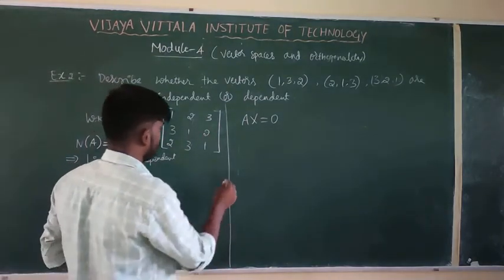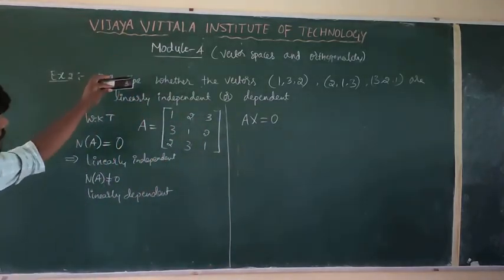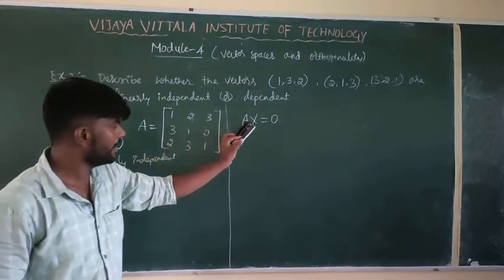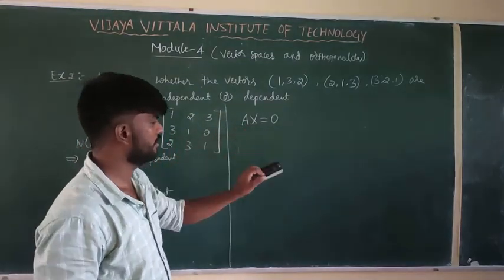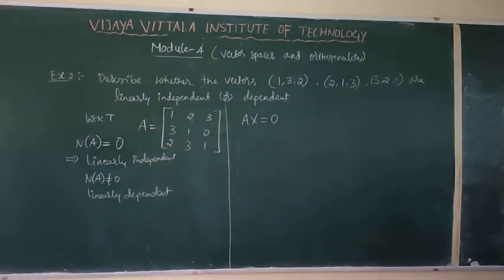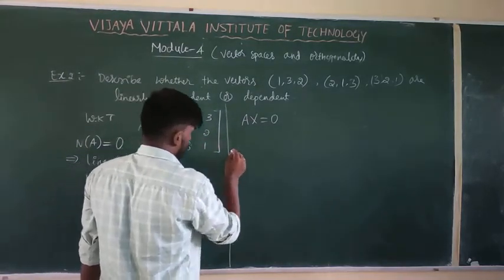We reduce this matrix to U using echelon form. Then we multiply with the column vector x1, x2, x3. We get the values of x1, x2, x3, and we can easily find the null space. Okay. We reduce this matrix.